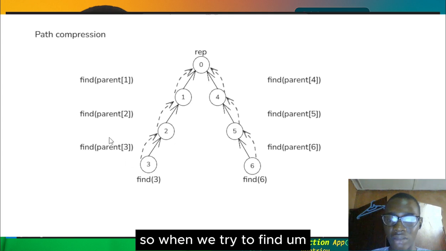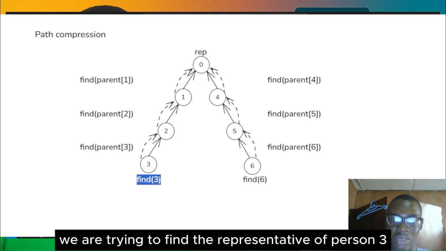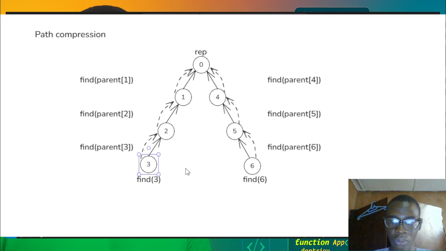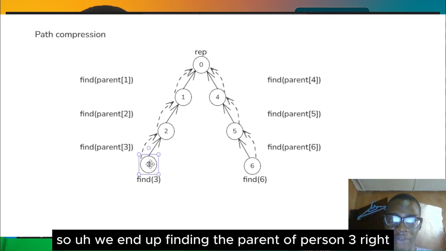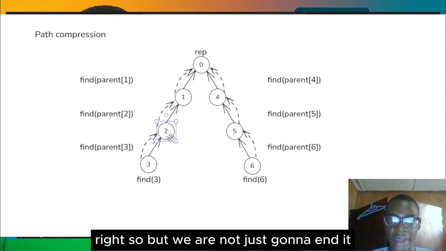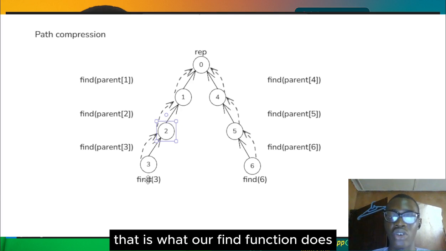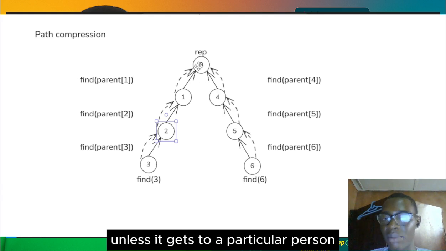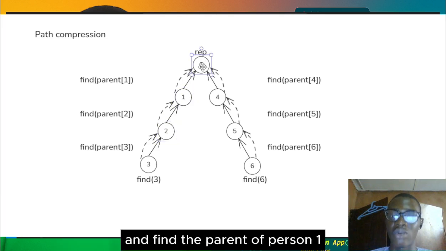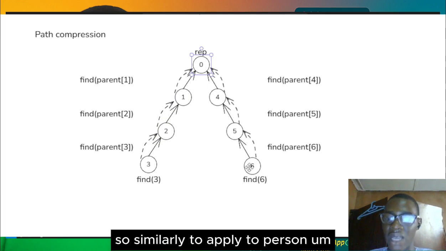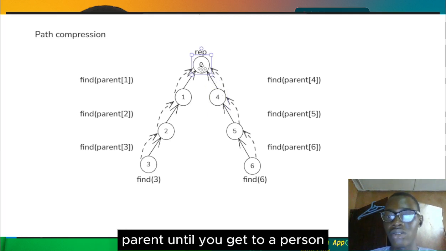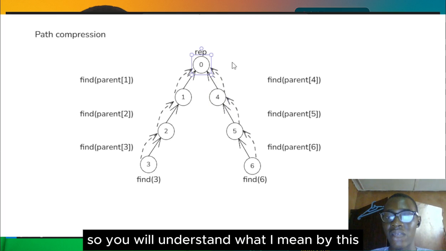So when we try to find the representative of person 3, we end up finding the parent of person 3, and the parent of person 3 is person 2, right? But we are not just going to end there. That's what our find function does. It does not end unless it gets to a particular person who is the parent of itself. So it goes back up again to find the parent of person 2 and the parent of person 1 until you get to person 0, right? A similar thing applies to person 6. In finding, it goes to find the parent, and the parent, and the parent, until you get to a person who is the parent of itself. You will understand what I mean by this in the code implementation.